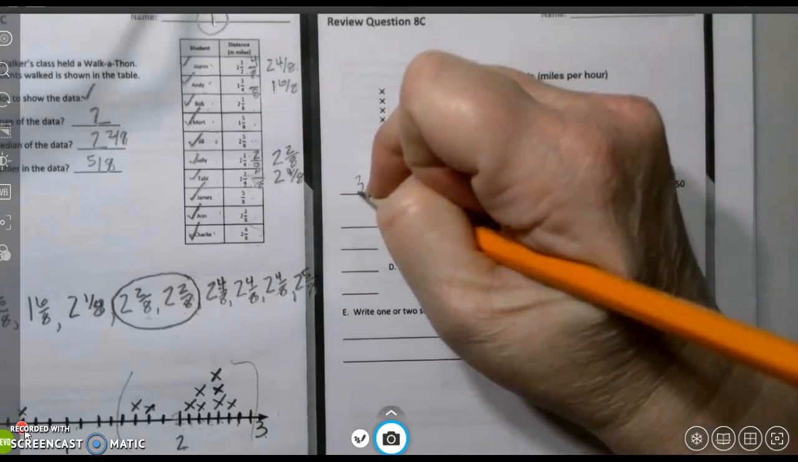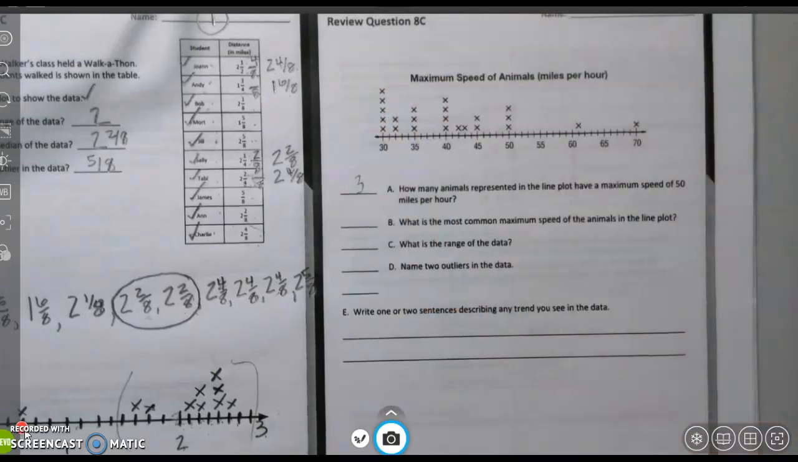We can see it gives us a line plot. We can see that there's animals and the maximum speed, and we can see how many miles per hour each animal was able to go. And so the first question says, how many animals represented in the line plot have a maximum speed of 50? So the maximum speed of 50 would go, and we find 50, and there are 1, 2, 3. 3 animals have the maximum speed of 50.